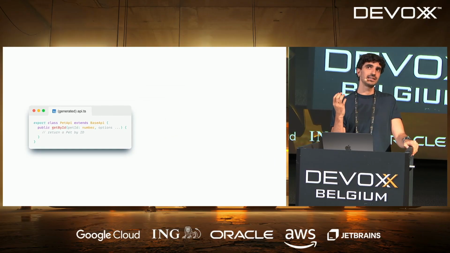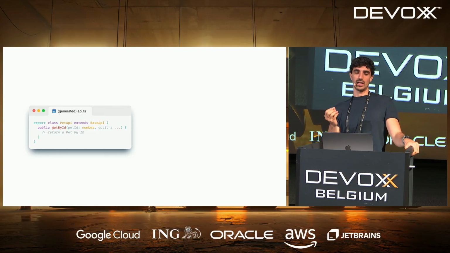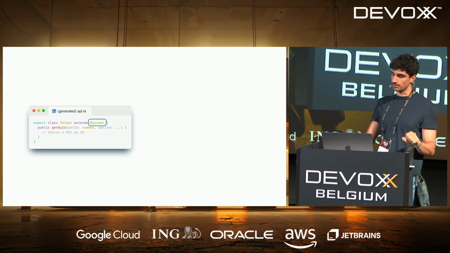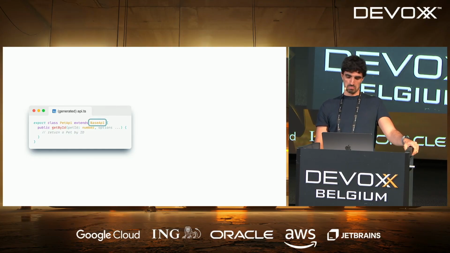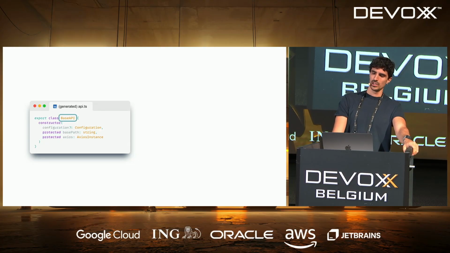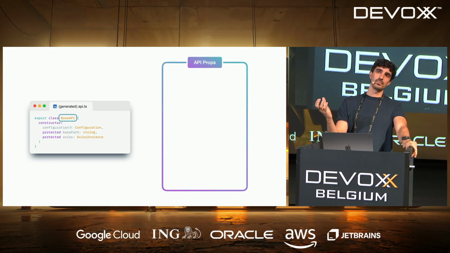If we have a deeper look into this particular implementation of this generated API client, we can see that it extends by design a base API class. All right, what's inside that? The only thing we care about is the constructor that it provides. So in this constructor, we find the so-called API props that we need to pass to any API client in order to make it work.